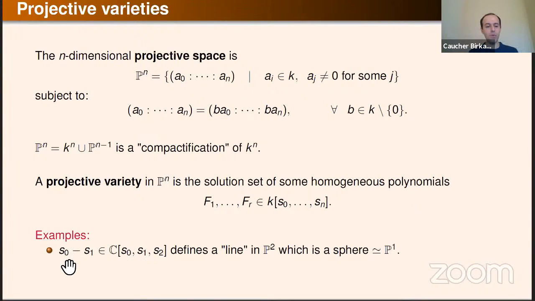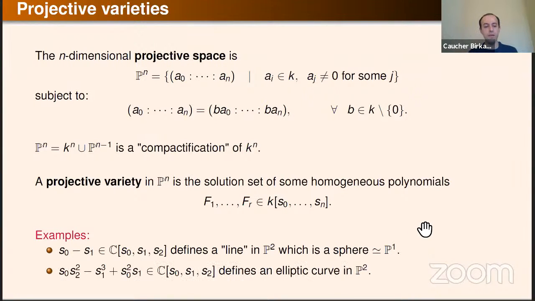So an example would be just to take a linear polynomial where all the terms are just degree 1. For example, like s0 minus s1. This is a homogeneous polynomial. It defines, in fact, a line inside P2. And this line itself happened to be just a sphere. We are working over the complex numbers, so this will be a sphere, which is just P1. So over the complex numbers, P1 is the same as a sphere.